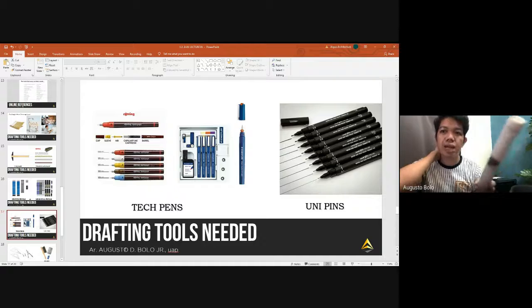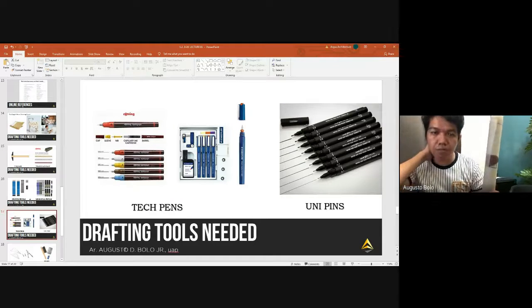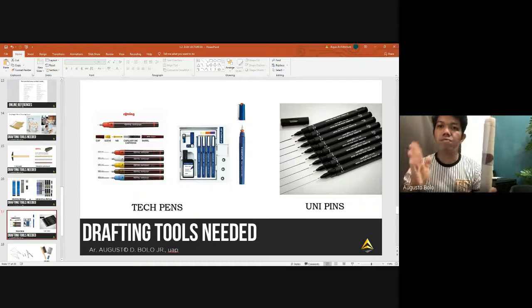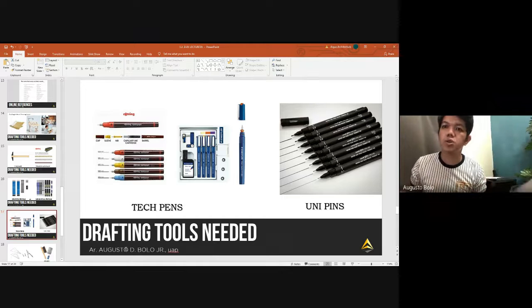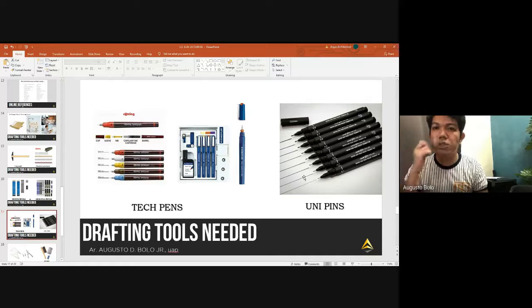But of course, as I said earlier, it is an investment and a little pricey. And yet I am offering an alternative. We have the tech pens, which are commonly used, but you can also have a much cheaper alternative, what we call Unipins. It comes from 0.1 up to 1.0. 1.0 is the thickest, 0.1 is the thinnest line weight.